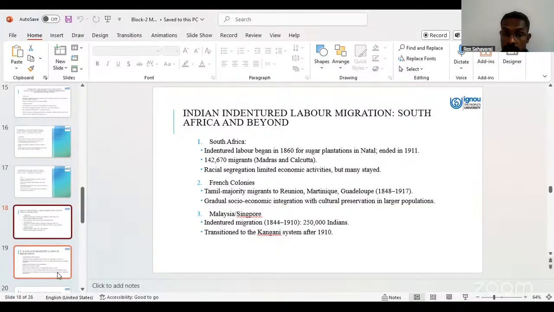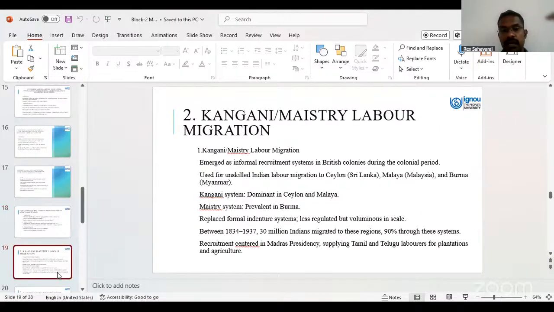And you have Malaysia and Singapore. We know the history of indentured migration, most of them from the southern part of India, and then the transition to the Kangani system after 1890. So there is the indentured labor system and the Kangani system, where the Kangani system is more legal than indentured labor. So what is Kangani or maistry labor migration, right?